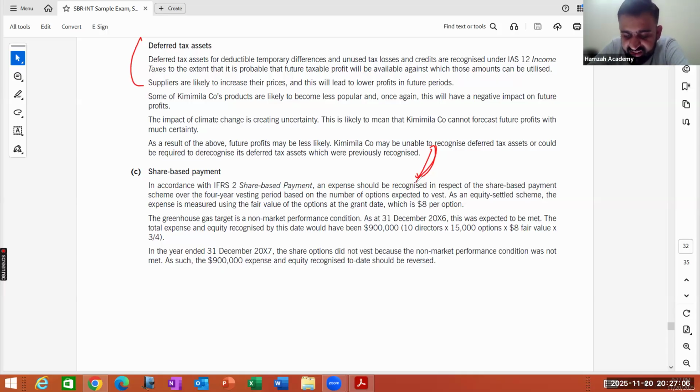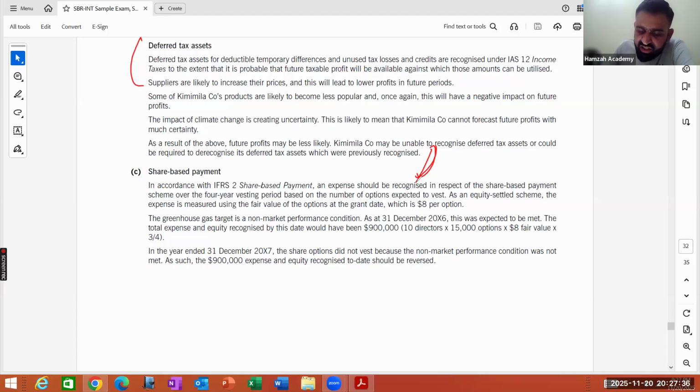Deferred tax asset for deductible temporary difference and unused tax losses and credit is recognized under IAS 12 Income Tax to the extent that it is probable that future taxable profit will be available against which those amounts can be utilized. Suppliers are likely to increase their price and this will lead to lower profit in future periods. Some of the KA company products are likely to become less popular and once again it will have a negative effect on the future profit.